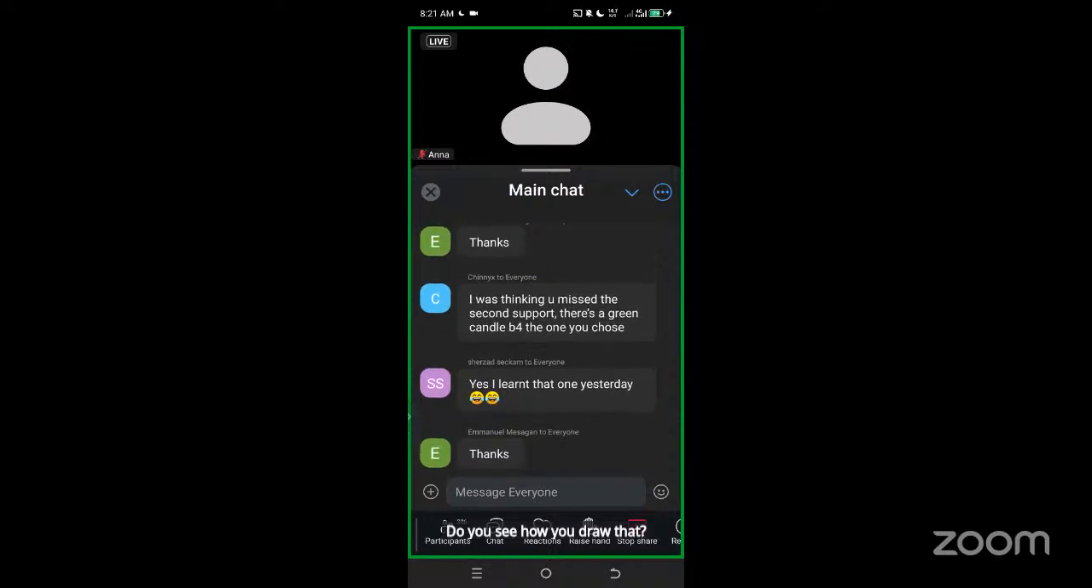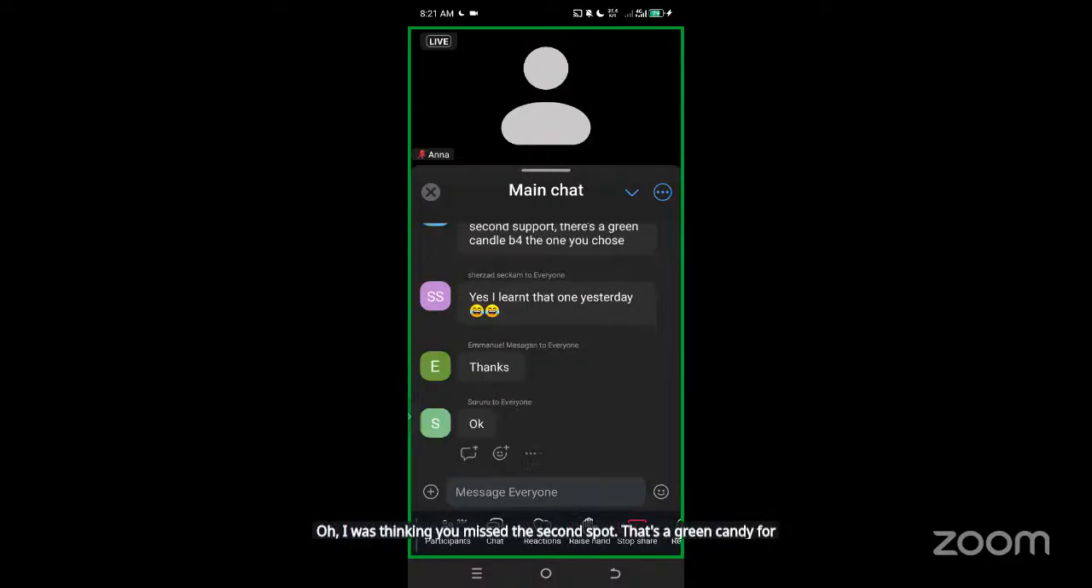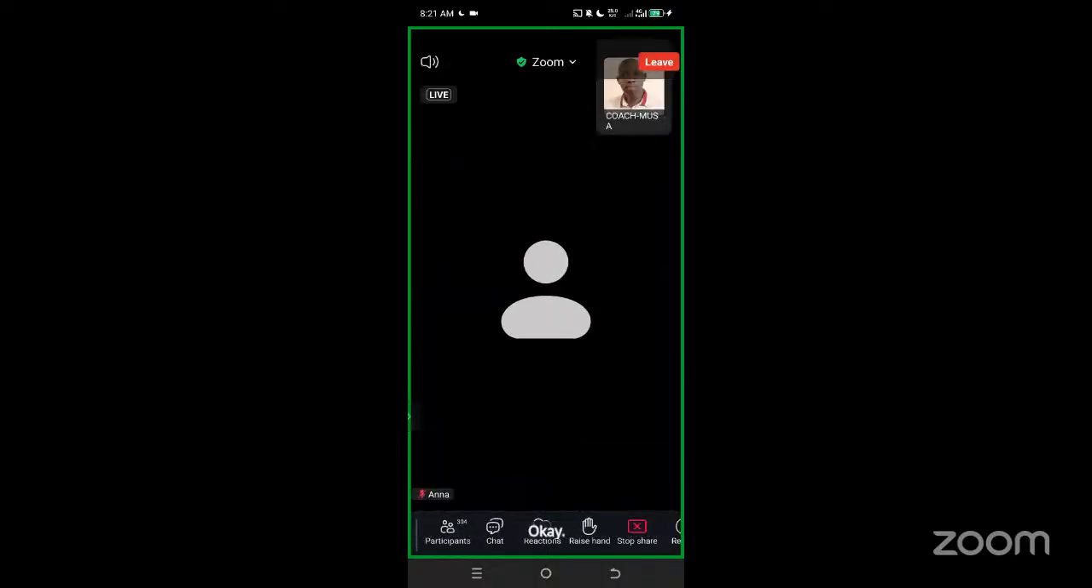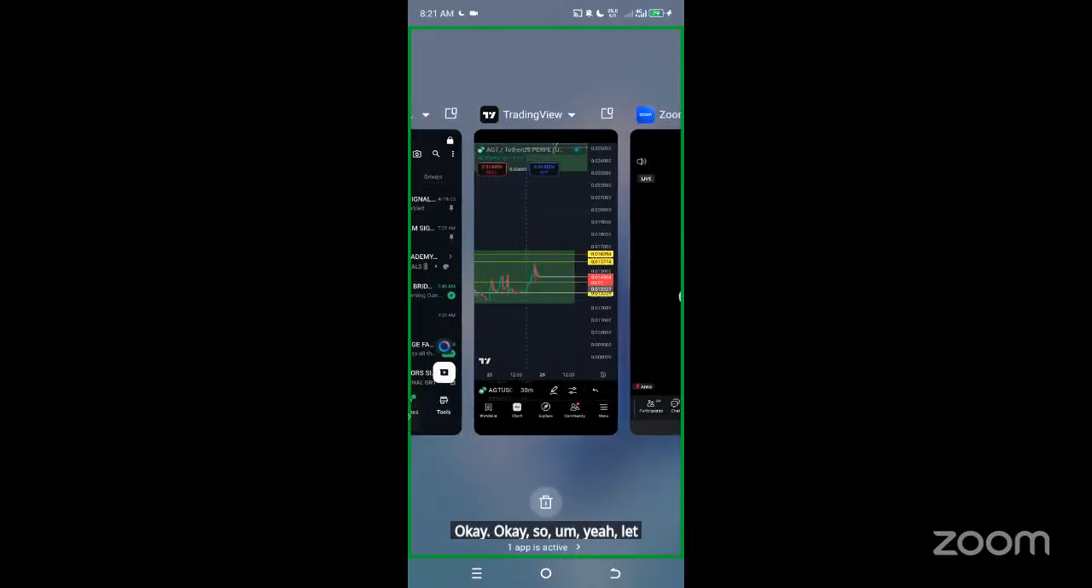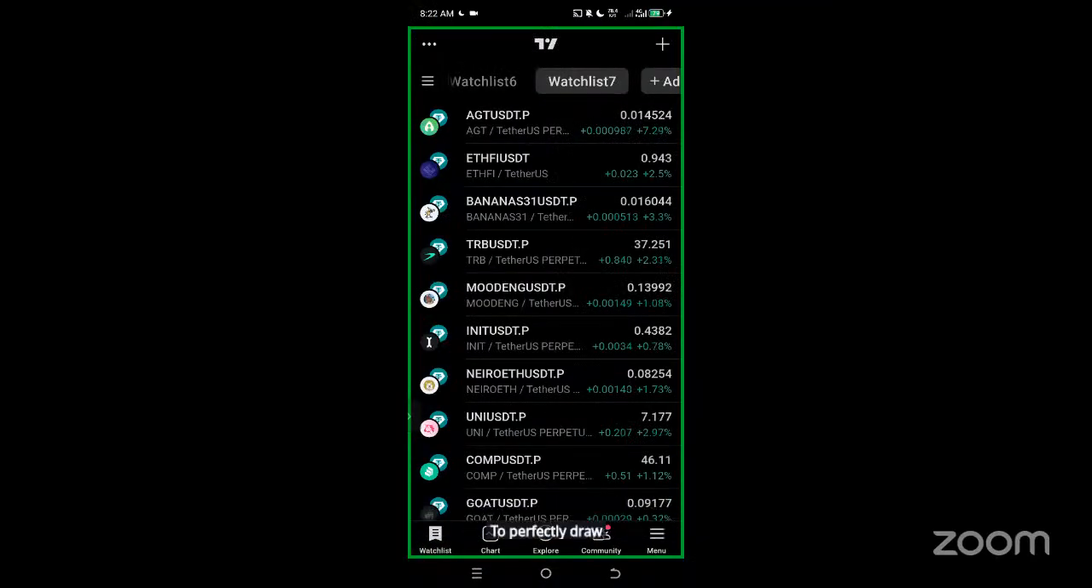Ah, I was thinking you missed the second support. That's a green candle before the one you chose. Okay. So yeah, let's do one more time. We're just trying to see how to perfectly draw this.